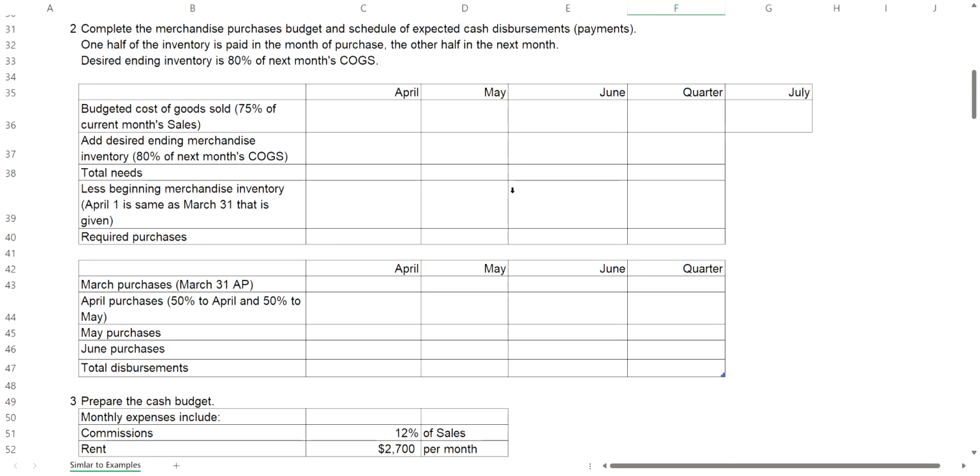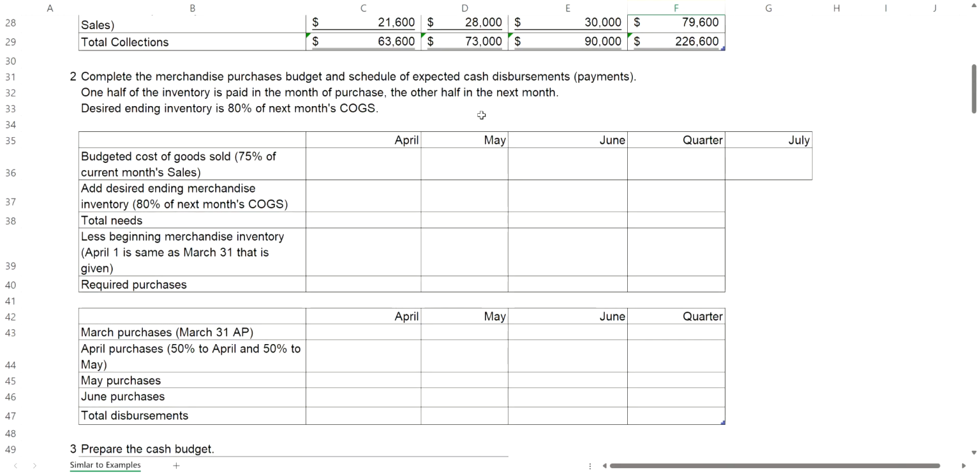Okay, let's go back to part 2. We're going to compute the merchandise purchases budget and schedule of expected cash payments for when we're going to pay for those purchases. Assume one half of the inventory is paid for in the month we purchase, and the other half is paid for in the following month. We desire an ending inventory of 80% of next month's cost of goods sold.